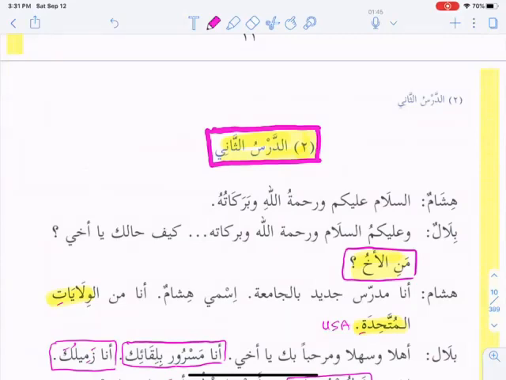So meaningful, so very meaningful. In lesson number 3, we learn about the superlative and comparative degrees. You'll enjoy that lesson, inshallah.